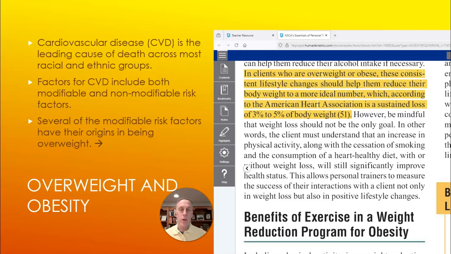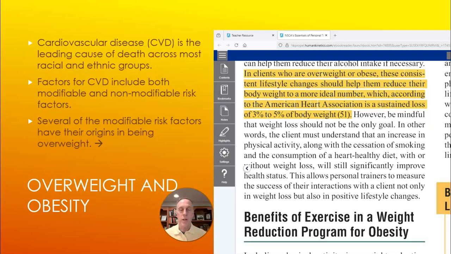Now, if you have somebody who is right at that 30 BMI, you'd have probably a little different curve, if you will, in terms of weight loss. It wouldn't be as steep. But there's still the ability to lose weight. But understand that what they're talking about here, and I'm sure you'll see this later on, is that the appropriate amount, according to the American Heart Association, is a sustained weight loss of 3 to 5% of one's body weight.